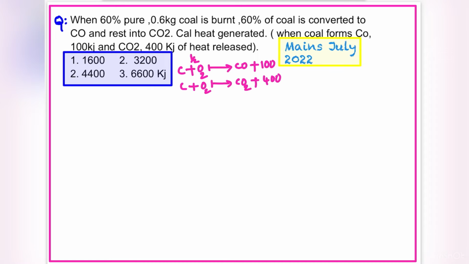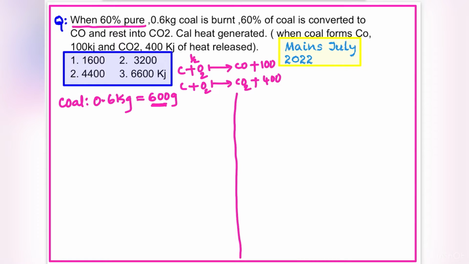So the very first thing we shall calculate is the mass of the coal given to us. The coal mass is given as 0.6 kilograms, which is of course equal to 600 grams. I have converted it into grams. And it is also mentioned that it is only 60% pure. That means we have to calculate 60% of 600 grams.